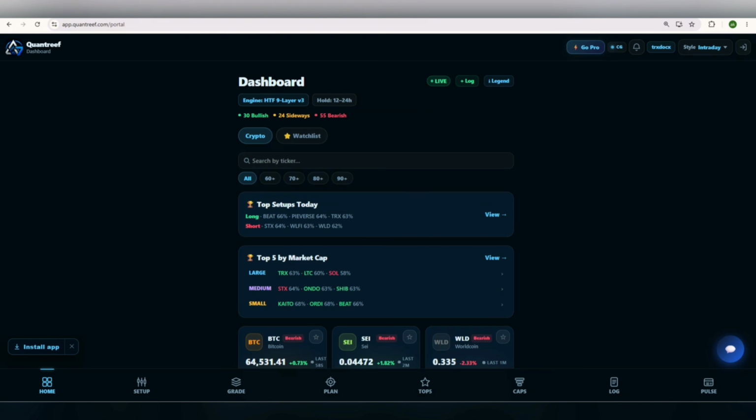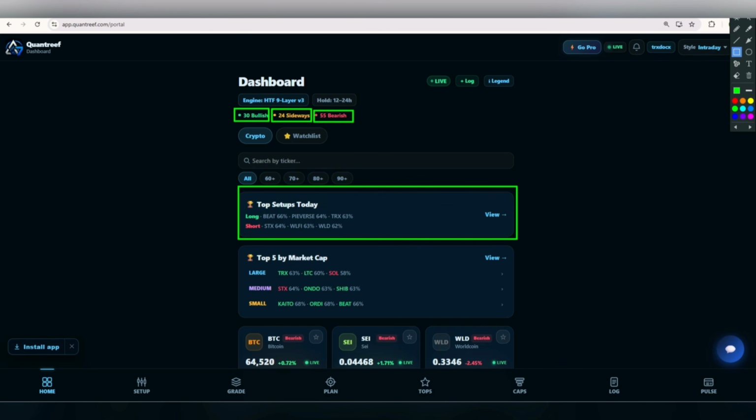After coming into the dashboard, you can easily check how many are bullish. From the 12,130 cryptos, we have 30 in the bullish state. Next, you can also check further. There are also 30 bullish, 24 sideways, and 55 bearish. This is still a bearish market, but there is one more thing that we can see.